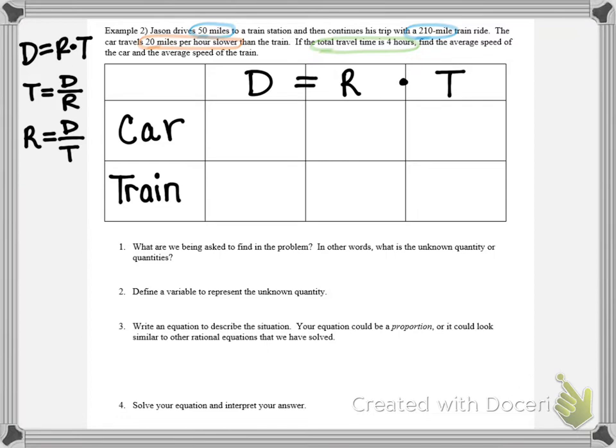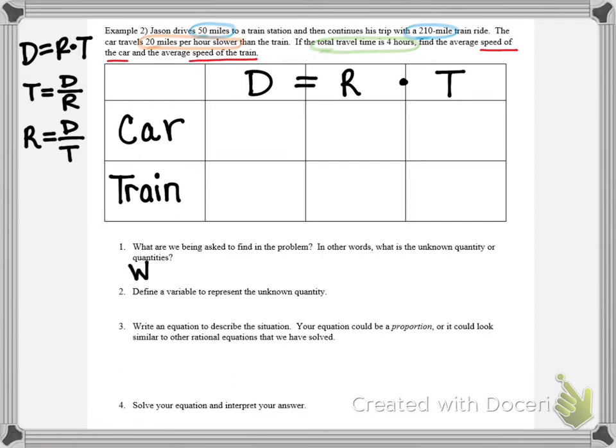So some of my values refer to the pure distance traveled. Then the 20 miles per hour slower, that's going to help me out with the rate of the train and the rate of the car. And then the total travel time is the time in hours. Okay. And then we need to find the average speed of the car and the average speed of the train. And keep in mind, when we say the word speed, that's miles per hour. That's a rate. That's a rate of change. So when we see R for rate, we're talking about the speed of the car and the speed of the train.